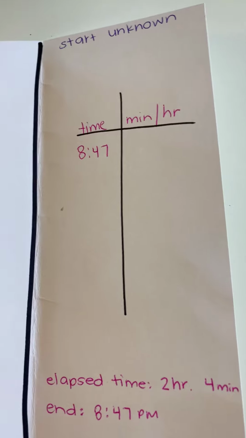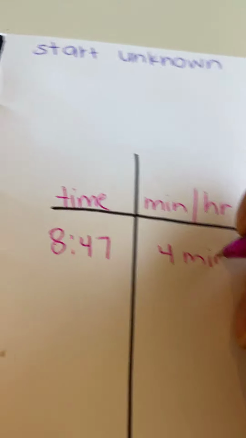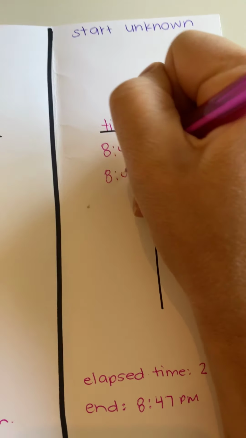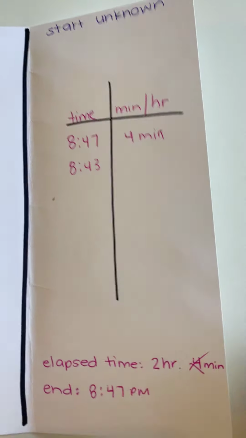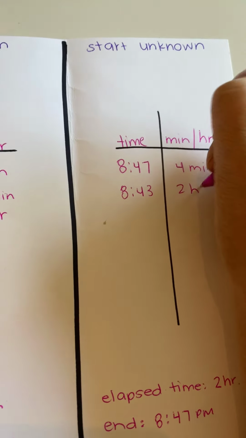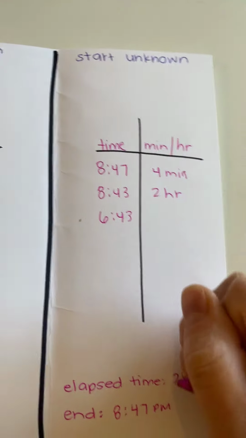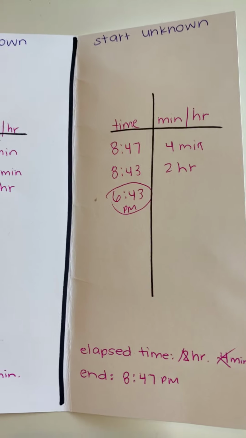So I'm going to write minutes / hours here. All right, so let's always start with our minutes. We'll do 4 minutes. And remember that we're going back in time, so now we have to use subtraction. Okay, so we have 8:47 and we're taking away 4 minutes, giving us 8:43. Okay, and we're done with our minutes, so I can cross that out. Now I've got 2 hours, so I'm going to write 2 hours. 8 minus 2 would be 6:43. And now we've done it all. So that means that our start time was 6:43 p.m.